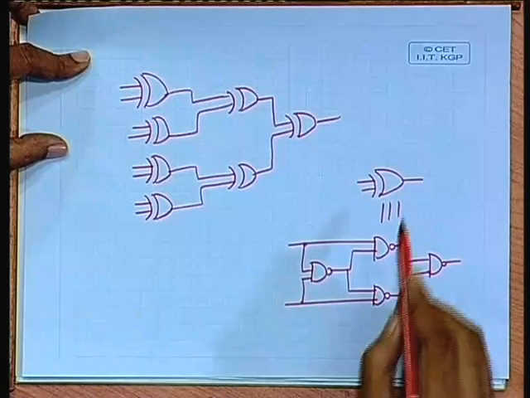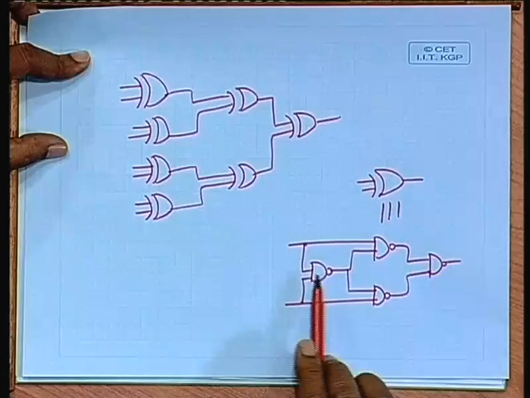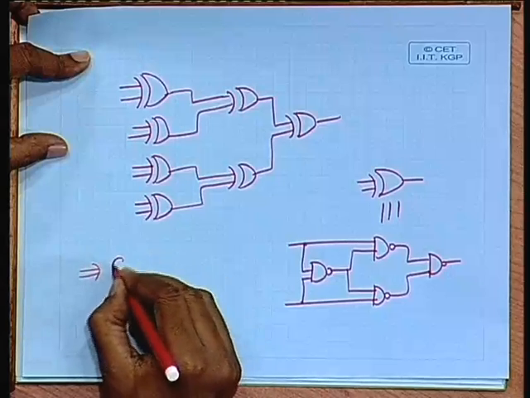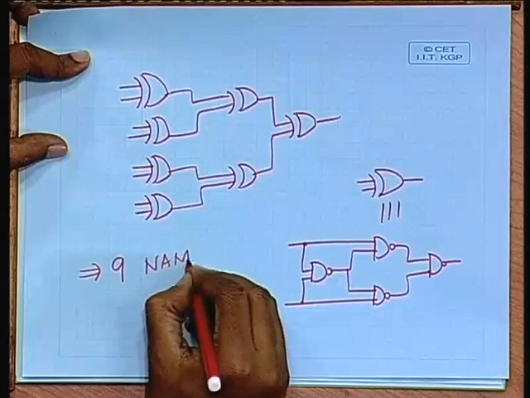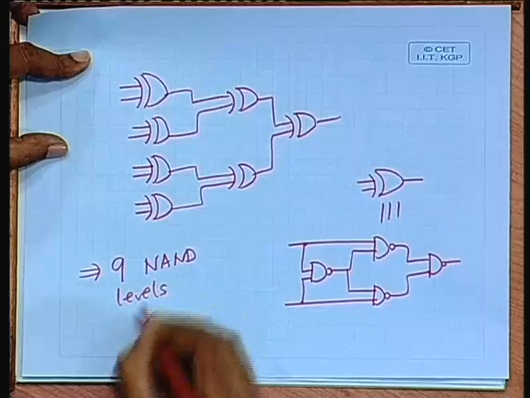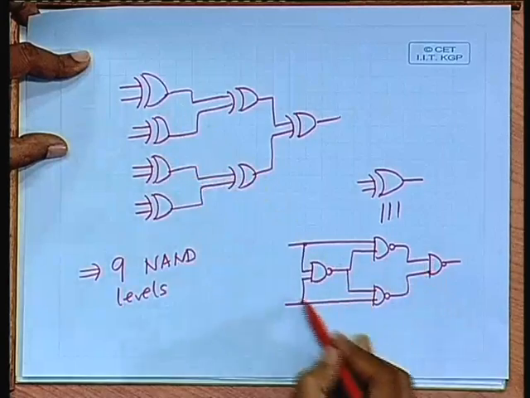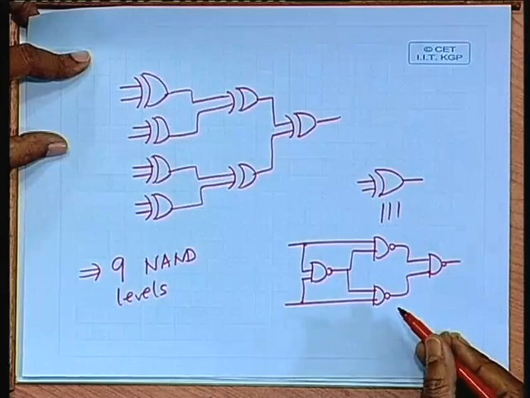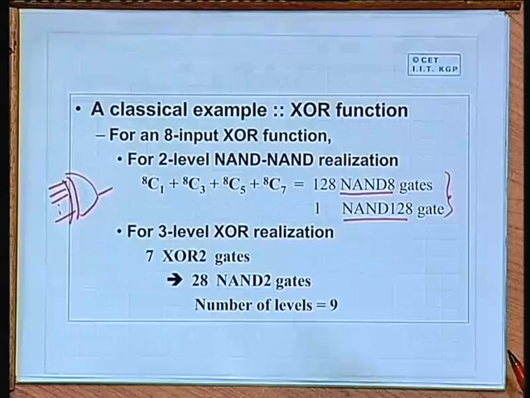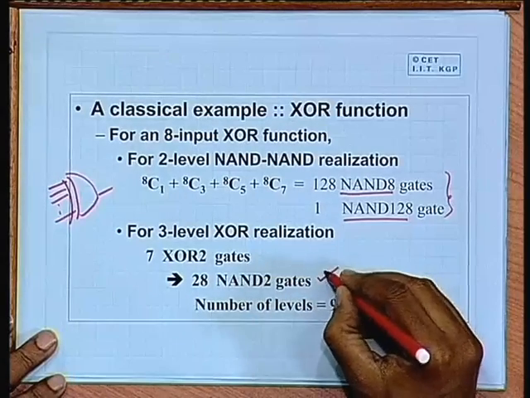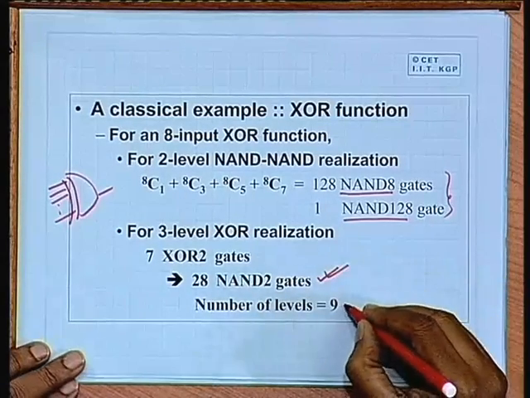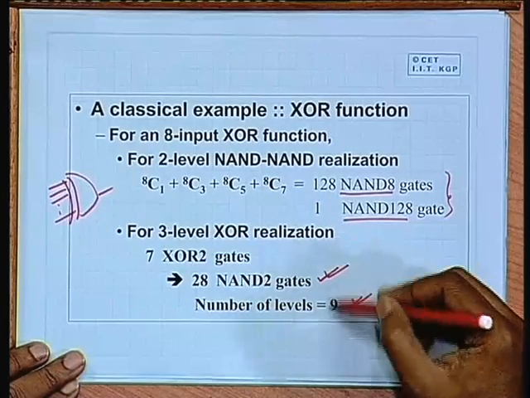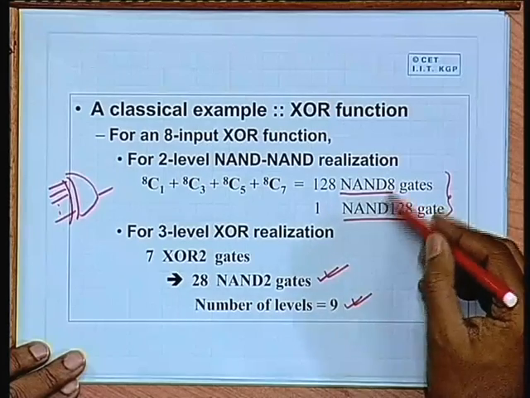So, effectively each XOR gate is equivalent to 3 levels of NAND, and there are 3 levels of XOR. So, we have 9 NAND levels in total. But the advantage we gain is that we need only 4 into 7, 28 2 input NAND gates. This is the big advantage we get. So, we require 28 2 input NAND gates. Number of levels have increased somewhat, but as I have again mentioned, the delay of this alternate realization will be much less as compared to this simplistic realization.